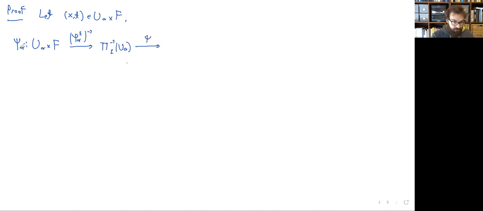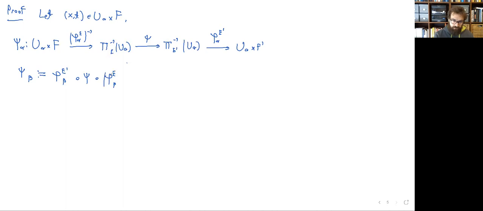Then we apply C. So this is just how psi alpha was defined. So now you look at the image. So this is an open subset of E prime. And here we take the other local polarization, phi alpha E prime. And this goes in U alpha and F prime. Okay, this is just the definition. So what this means, so of course, instead of alpha, we can use beta. So phi beta was defined as psi beta e prime composed psi e beta inverse.